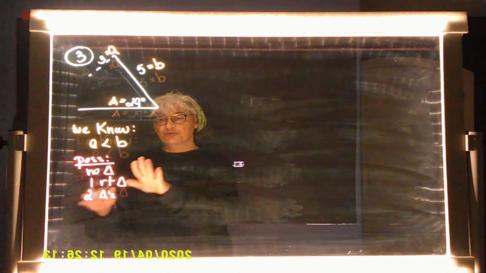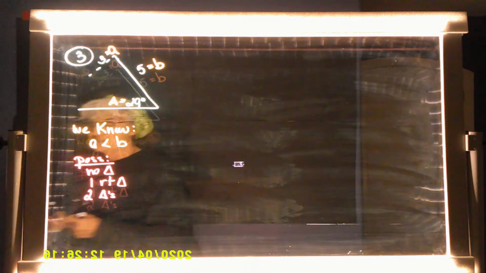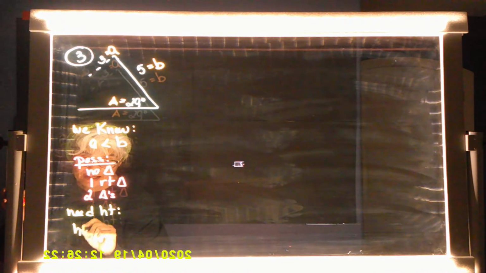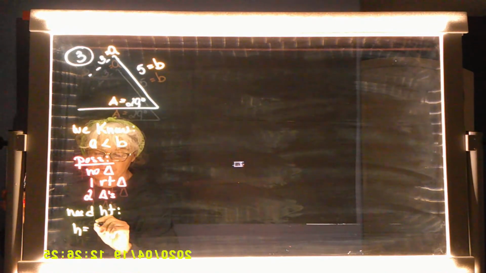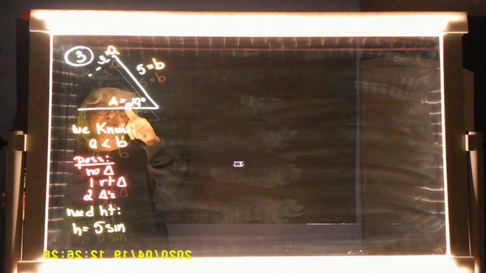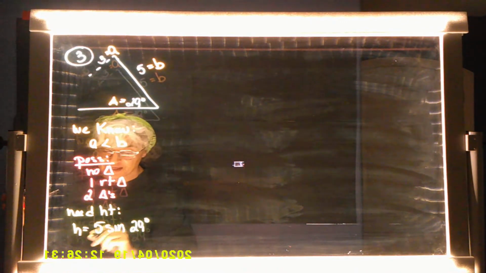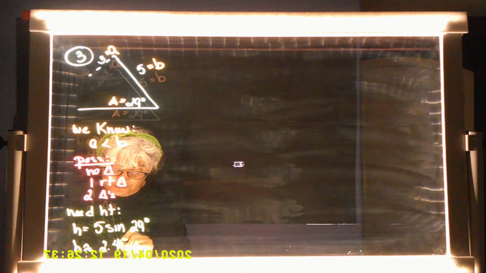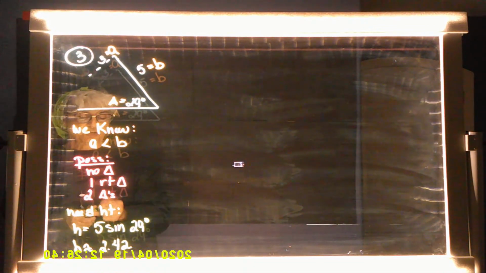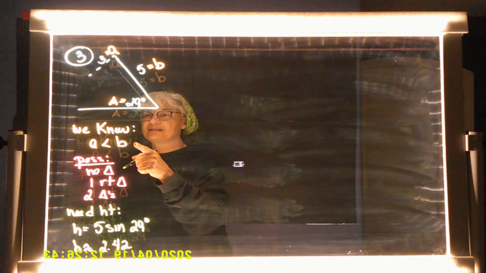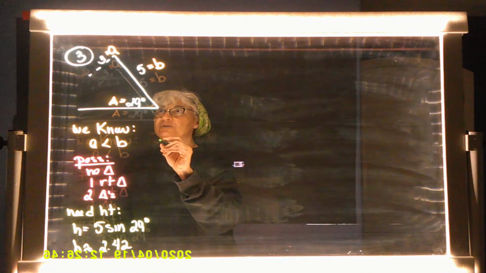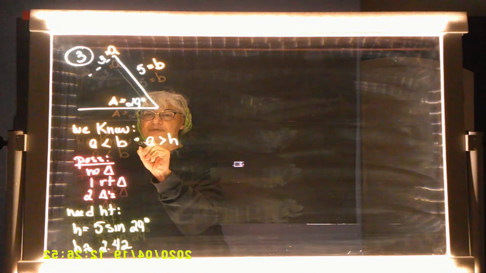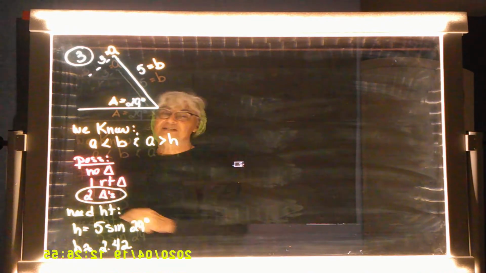And in order for us to determine which of these possibilities we're going to get, we need to know the height. And to find the height, we're going to take B, which is 5, and multiply it by the sine of angle A, which is 29 degrees. Now, that number I've been wanting for the last two problems is here. The height is 2.42. So here's what we know. Not only is A less than B, but we know that A is greater than the height. So, based upon these two, I'm going to end up with two triangles.